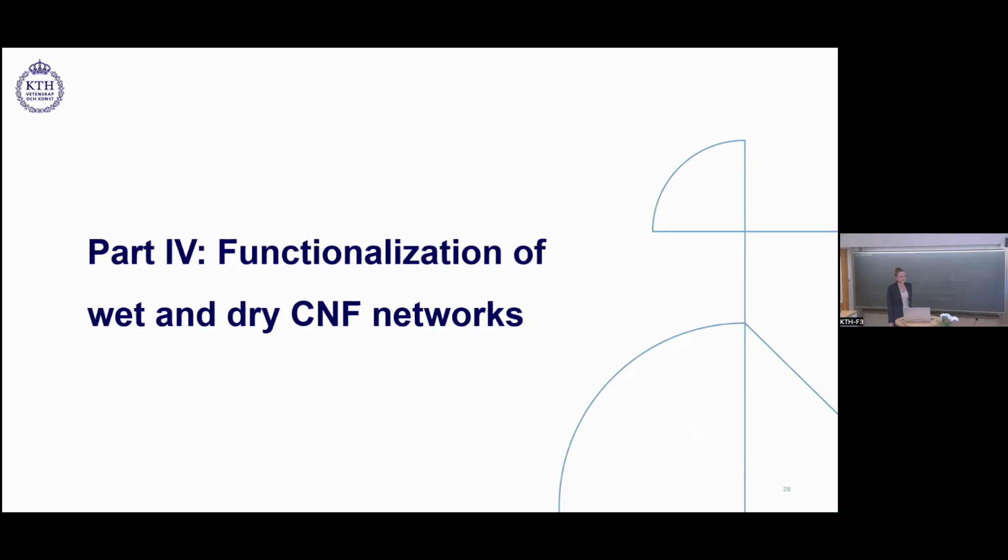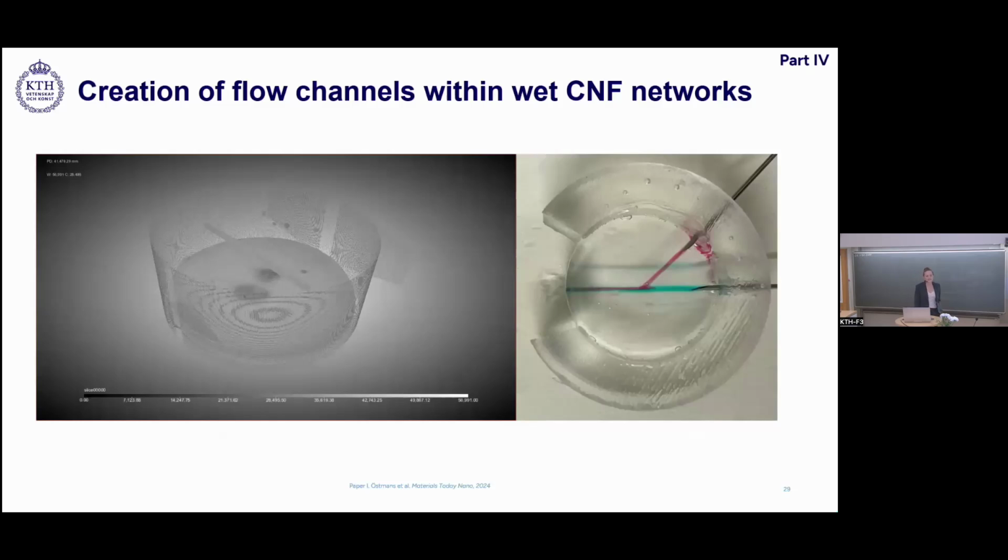So this leads us to the last part of the results and discussion, which is about functionalization of wet and dry CNF network structures. So now we have seen that we can create hydrogels with very low concentrations of fibrils and still have very decent mechanical properties. So we wanted to fully exploit these materials by exploring the possibility of creating flow channels within the hydrogel. So as you can see here, we created a flow channel within the hydrogel by forming the hydrogel around a cylindrical body, which we carefully could remove from the hydrogel, leaving an open channel inside the hydrogel.